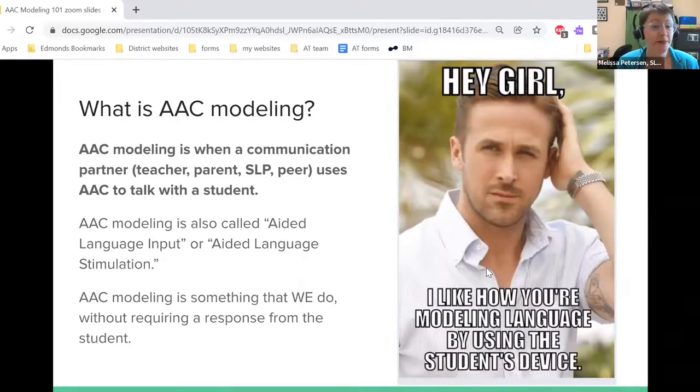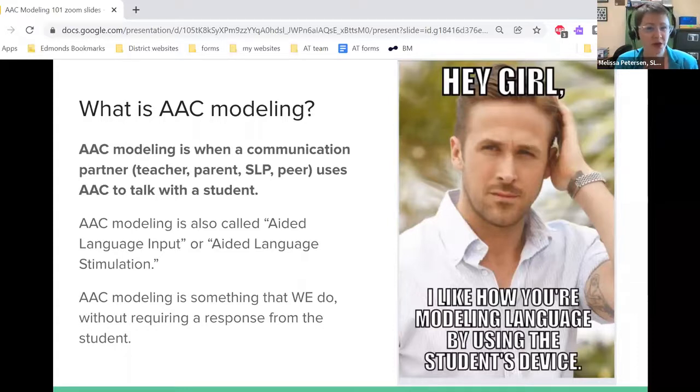So AAC modeling, that's what we're talking about in this class, is when a communication partner, like a teacher, a parent, a para, an SLP, a peer, uses AAC to talk with a student. It's also called aided language input or aided language stimulation. Those terms mean the same thing. And the most important thing about it is that it's something that the adults are doing without asking the students to say anything back to us. It's something that we are doing to talk to a student.